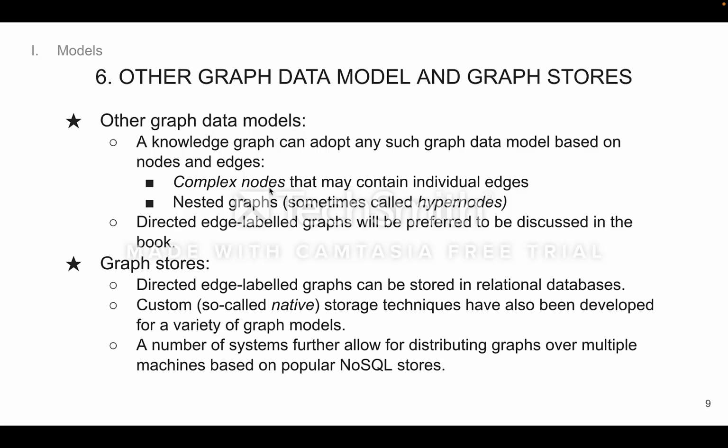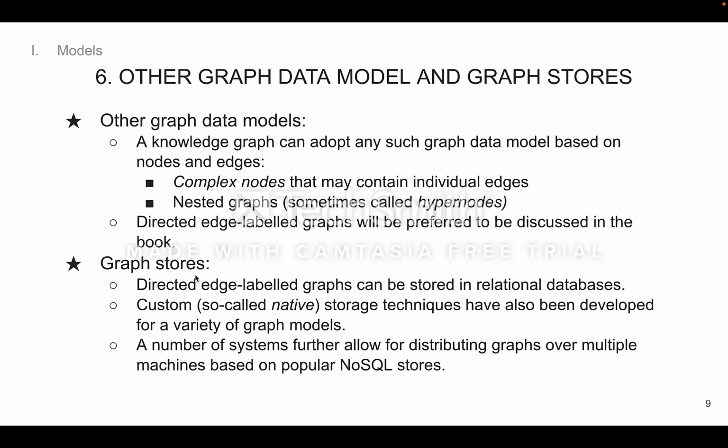For example, we have complex nodes that may contain individual edges, or we can have nested graphs, sometimes called hypernodes. But in this knowledge graphs book, we mostly just consider directed edge-labeled graphs, and they will be discussed throughout the later chapters of the book.